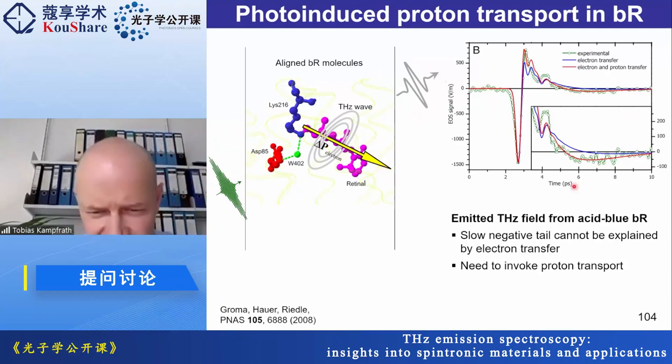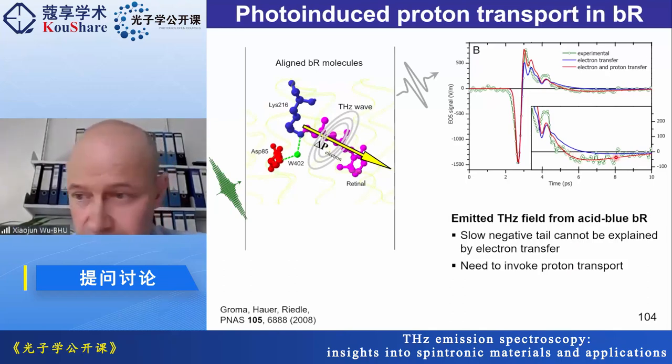And by analyzing these terahertz waveforms, you can basically learn that this charge transfer here is not only due to electrons, it's also due to protons. More details are described in this paper from 2008, if you're interested. So it's not only electron transport here, but also proton transport, which is responsible for this very slow dynamics shown in red here.